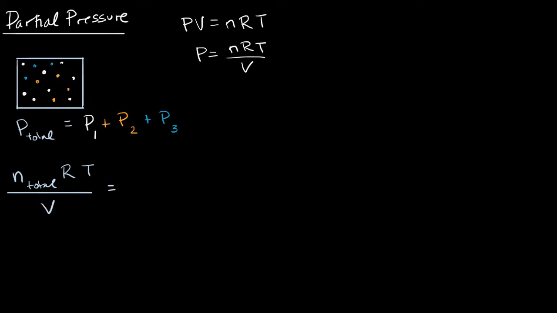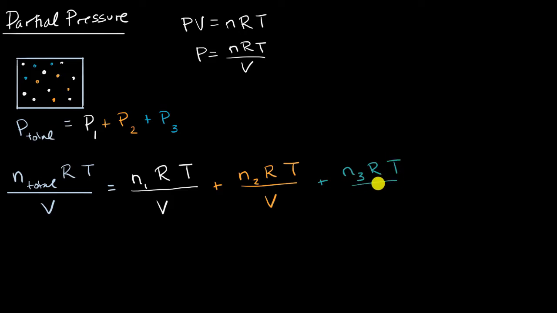And that's going to be equal to, so the pressure due to gas 1, that's going to be the number of moles of gas 1 times the ideal gas constant times the temperature. The temperature is not going to be different for each gas. We're assuming they're all in the same environment, divided by the volume. And once again, the volume is going to be the same. They're all in the same container in this situation. And then we would add that to the number of moles of gas 2 times the ideal gas constant, which once again is going to be the same for all of the gases, times the temperature divided by the volume. And then to that, we could add the number of moles of gas 3 times the ideal gas constant times the temperature divided by the volume.